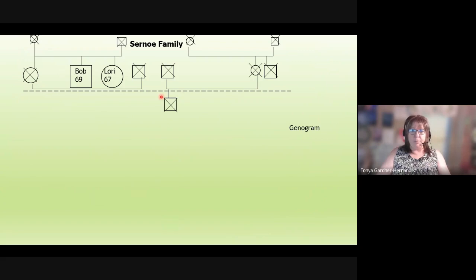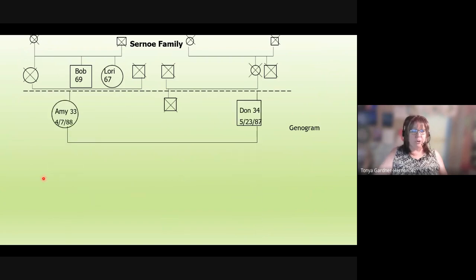This right here represents a generational line, which means that what we're going to be worried about is the generation that's kind of coming underneath this, which I'll talk about shortly. So again, this is the Cerno family, and this is their genogram. So our story starts off with Amy. She's 33, and Dawn, who's 34.